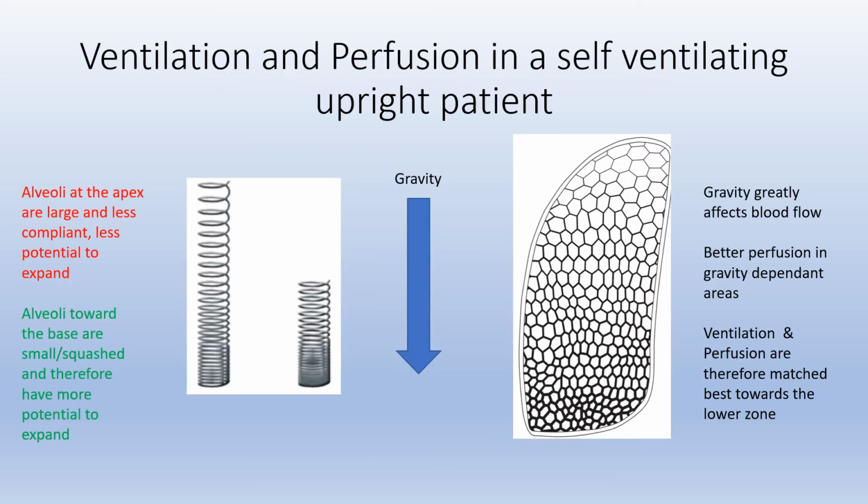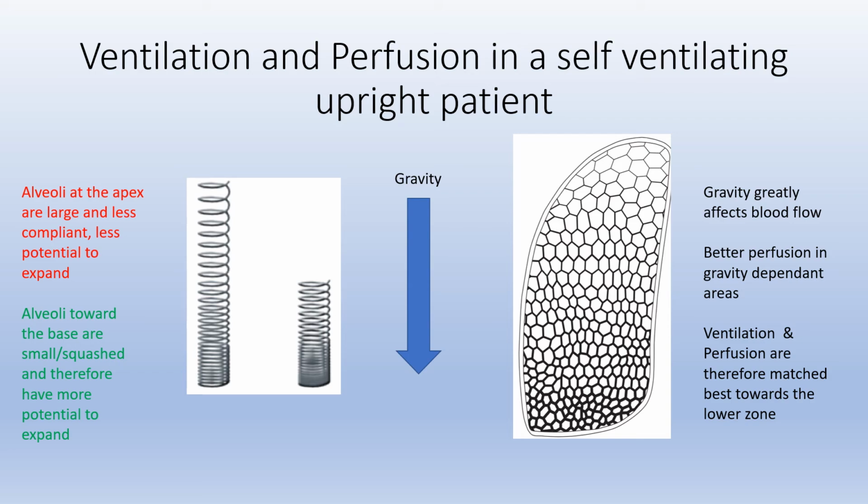In a self-ventilating patient, this picture gives us an indication of where we're getting good ventilation and where we're getting good perfusion. So the picture of the slinky there represents our airways, and the alveoli in the upper region, so in an upright patient at the apex of the lung, those are less compliant. They're already on some stretch there, like those top springs of the slinky, and they can't expand much further. Towards the bases, those alveoli are a bit more squashed, but that means they've got potential to expand and take in more air. So you've got better ventilation there.